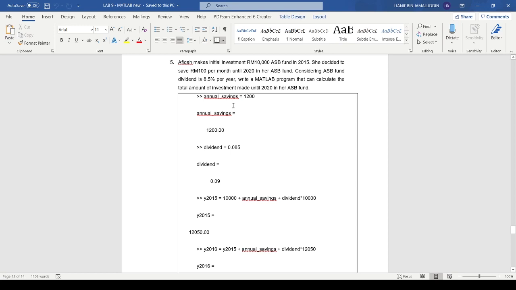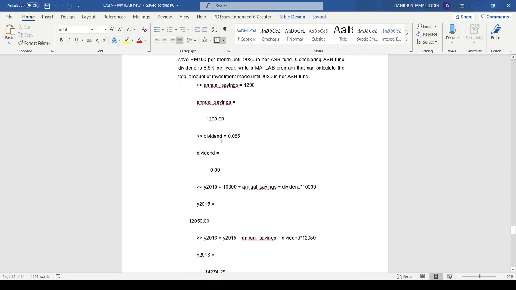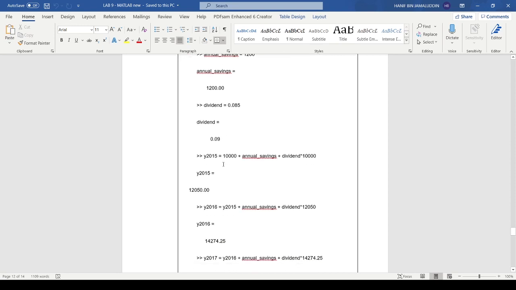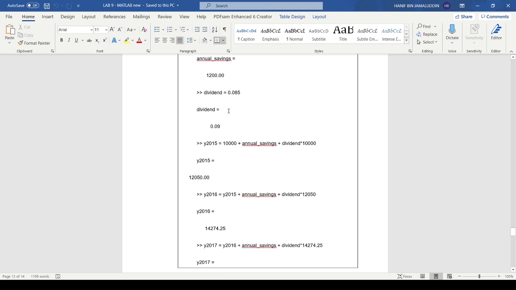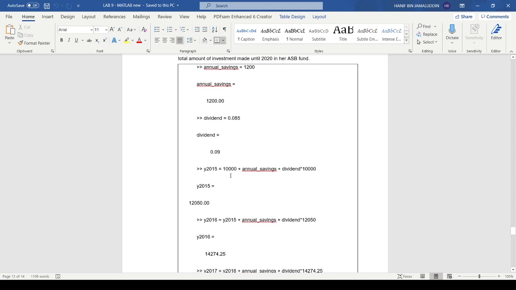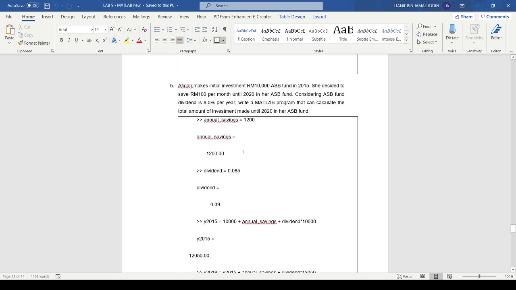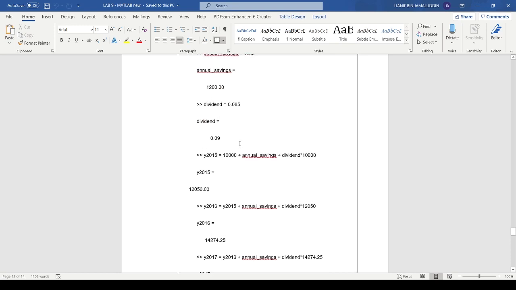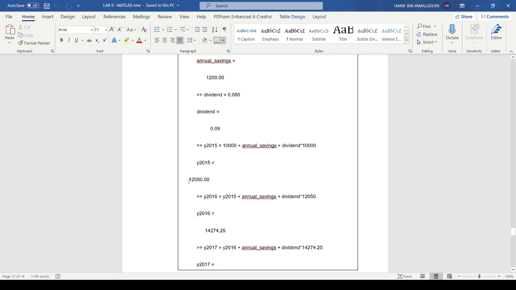So first we set annual savings as 1.2k and set the dividend as 0.085, so it will be rounded up to 0.09. And for the year 2015, we take 10,000 which she invested, plus the annual savings which is 1,200, plus dividend times 10,000. So this is the value she has invested in 2015.